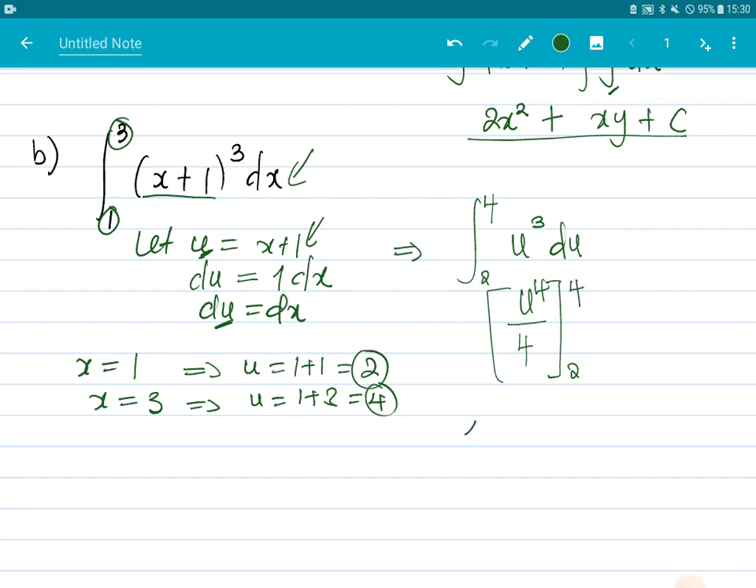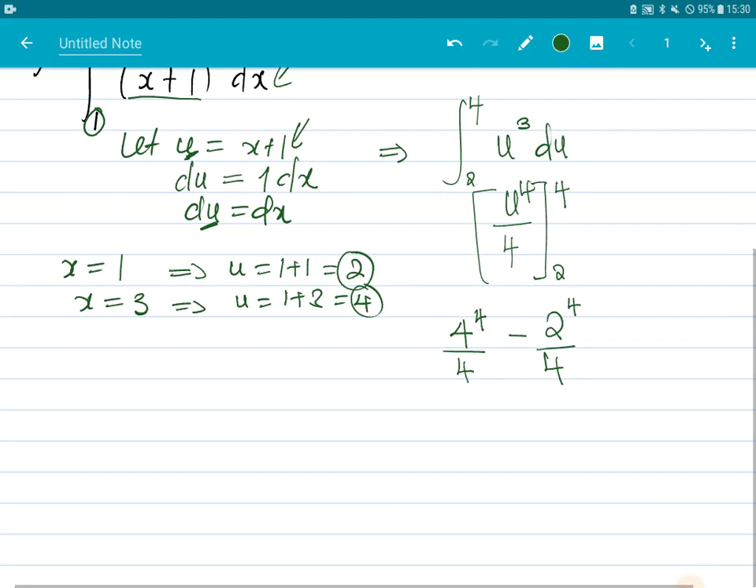And here we'll just end up having 4 to the power 4 over 4 minus 2 to the power 4 over 4, which I presume will give us 60. Done and dusted. You're welcome.